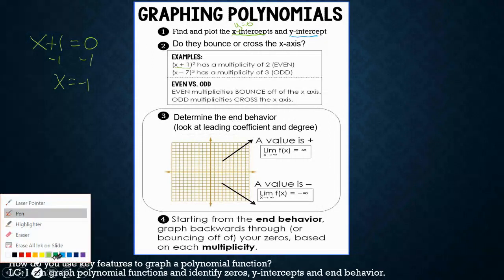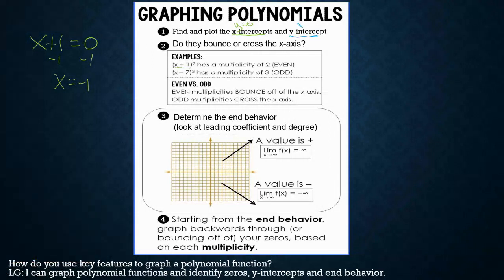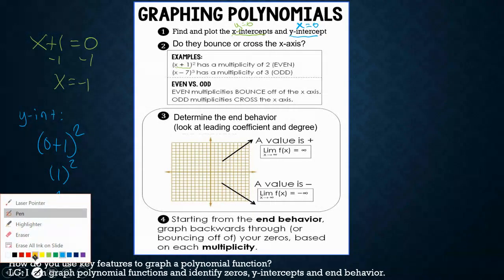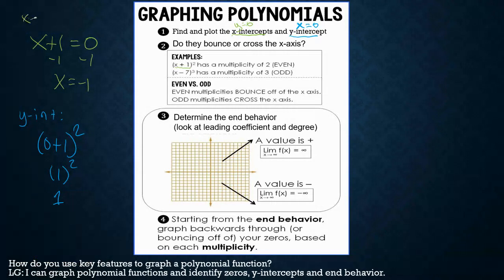To find your y-intercept, you plug in x equals 0 into your equation. So here we would make the x 0. This would be for the y-intercept of that. You would put 0 plus 1 squared, which would just be 1 squared, which we know is just 1. That's the difference between finding the x-intercept and the y-intercept. For the x-intercept, you set it equal to 0 and solve. For the y-intercept, you replace x with 0.